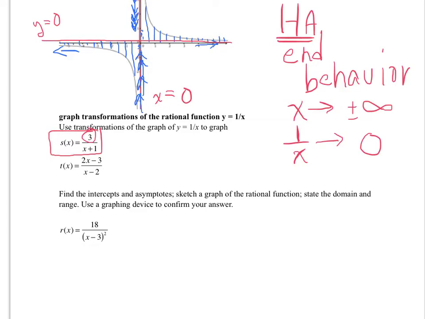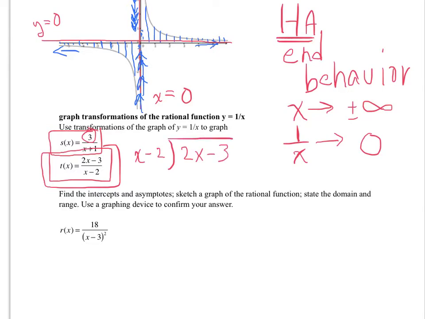You can find the transformation of the second one here, t of x, and I'll let you do that on your own. What you need to do is perform the long division of 2x minus 3 divided by x minus 2. And I know that we did this in class. So you take x minus 2 and divide that into 2x minus 3.